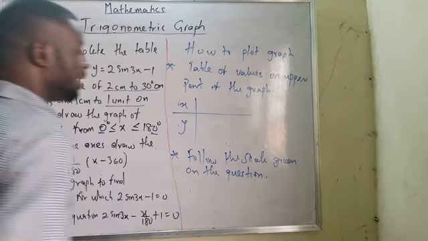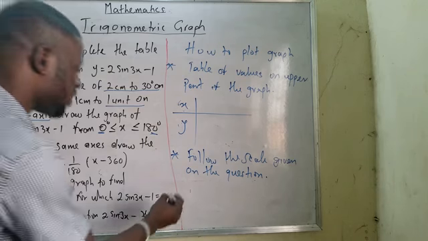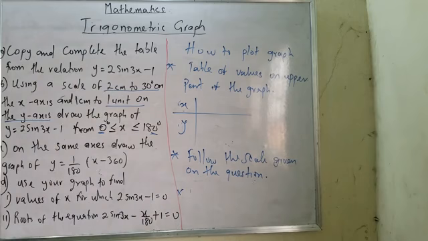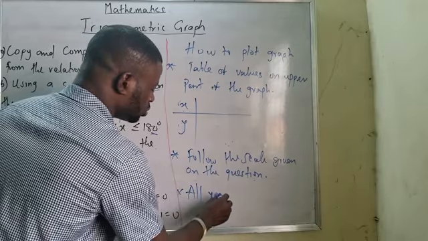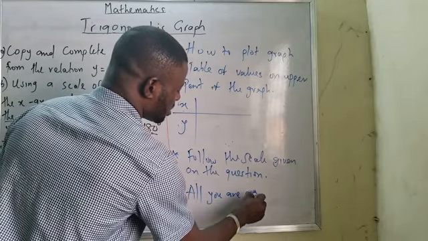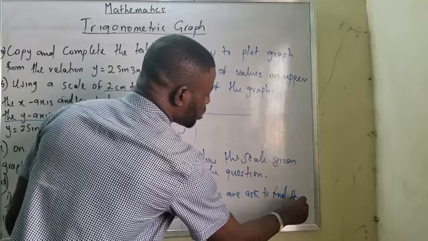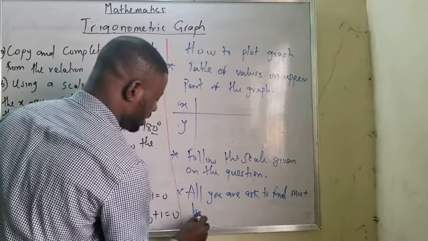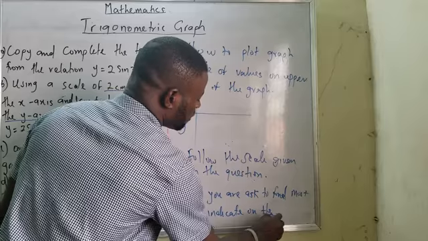That is number two. Number three, everything you are asked to find, you are talking about the value, the roots, the value of everything, must be indicated on the graph.